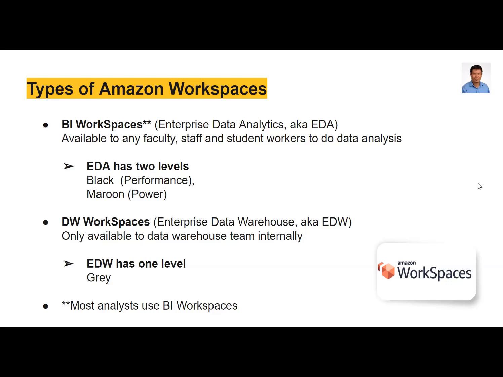Quick note on the black versus maroon decision. When you're requesting one of these, I would just start out with black for basically every use case. You could always upgrade if you feel like you need more memory. Generally, if you're trying to pull in all 350 million rows of Workday data, it doesn't matter if you have black or maroon, you're going to run out of memory. So start on black and just see if it's going to work for you.